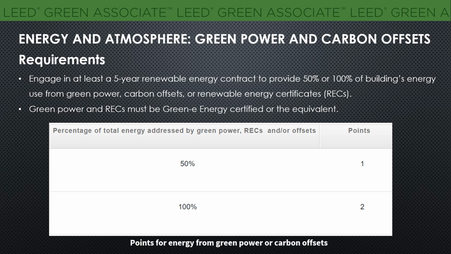And this table shows the points for energy from green power or carbon offsets. If the percentage of total energy addressed by green power, RECs, and/or offsets is 50%, the project can get 1 point, and if it is 100%, the project can score 2 points.